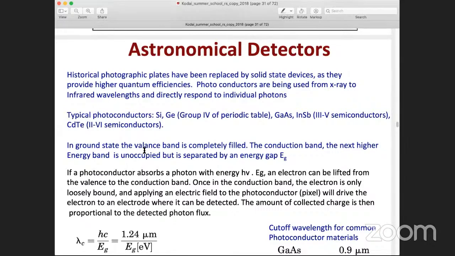In the ground state, the whole principle, most of you know already this. In the ground state, the valence band is completely filled. The conduction band, the next higher energy band, is unoccupied, but it is separated by an energy gap. If a photoconductor absorbs a photon of energy h nu greater than the energy gap, an electron can be lifted from the valence to the conduction band. Once it is in the conduction band, the electron is only loosely bound, and applying an electric field to the photoconductor pixel will drive the electron to an electrode where it can be detected. The amount of collected charge is then proportional to the detected photon flux. This is the basic principle which we use.